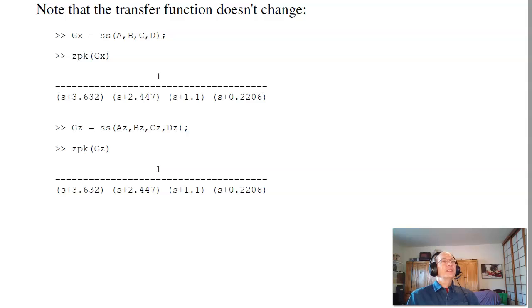Note about similarity transforms. Doing a change in variable doesn't change the system. Doing a change in variable doesn't change the transfer function. If I take my original system and find the transfer function, I get 1 over 4 poles. Take the system in Jordan form, find the transfer function, I get exactly the same answer. Similarity transforms don't change the transfer function.